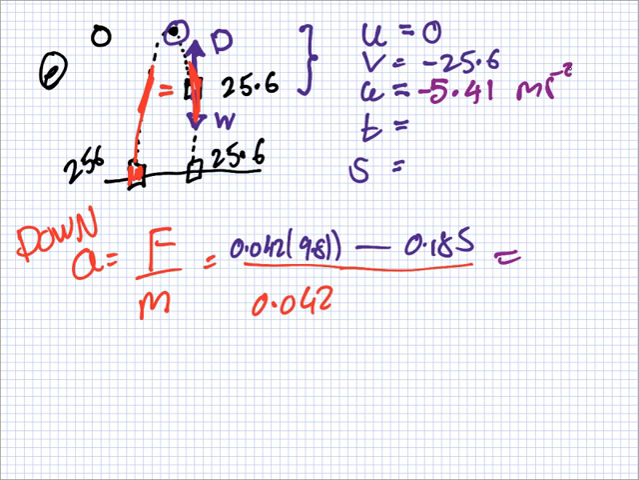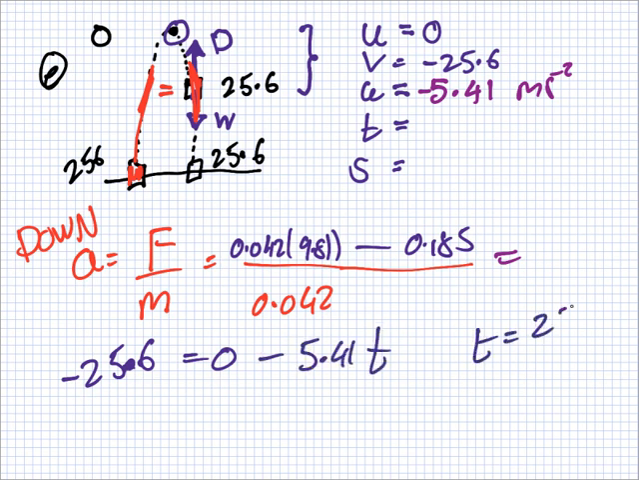But I'm not finished yet, because I didn't want the A, I wanted the T. Can I get the T now? I can. V equals U plus A T. So T is 25.6 over 5.41. What's that, please? About 5 seconds, isn't it? 4.74 seconds.